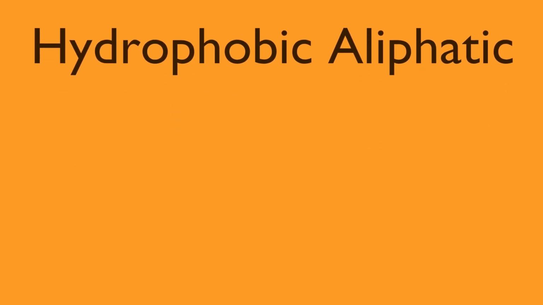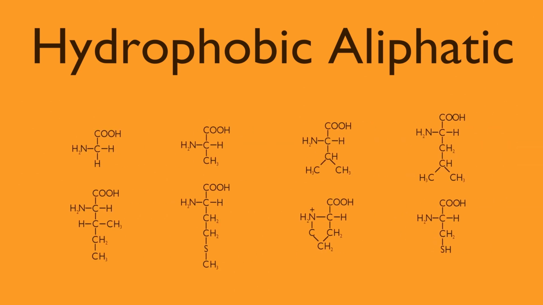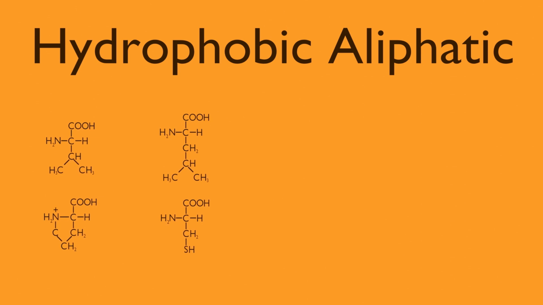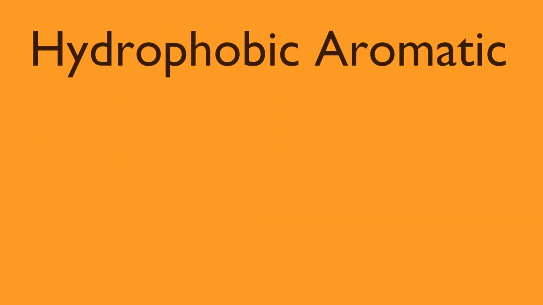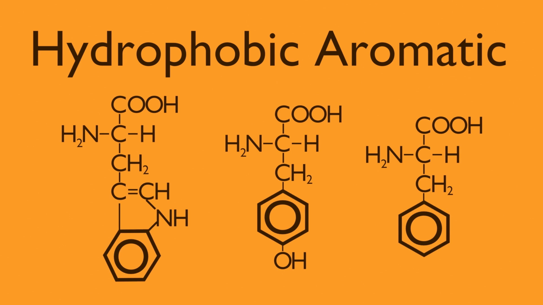There are 20 amino acids, which are categorized into 4 categories. Hydrophobic aliphatics. These are repelled by water and contain no aromatic groups, and include glycine, alanine, valine, leucine, isoleucine, methionine, proline, and cysteine. The hydrophobic aromatics.